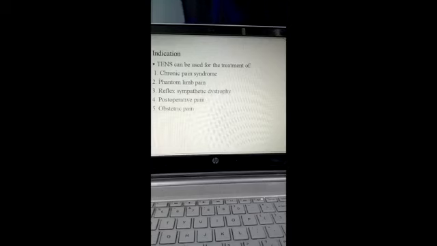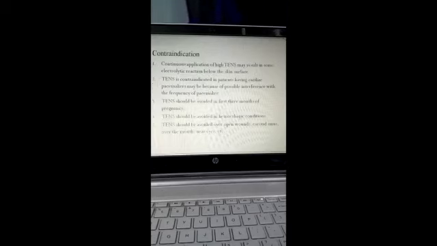delivery. Next is contraindications. So first contraindication, continuous application of high TENS may result in some electrolytic reaction below the skin surface. Second, TENS is contraindicated in patients having cardiac pacemakers because of possible interference with the frequency of pacemaker. Then next, TENS should be avoided in the first 3 months of pregnancy.